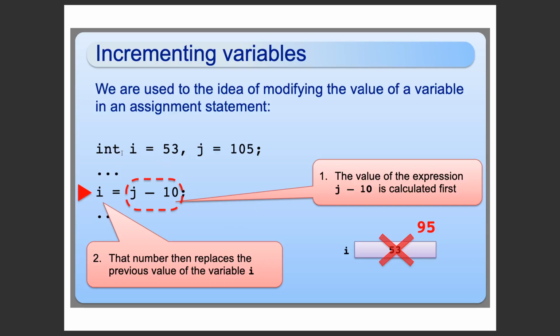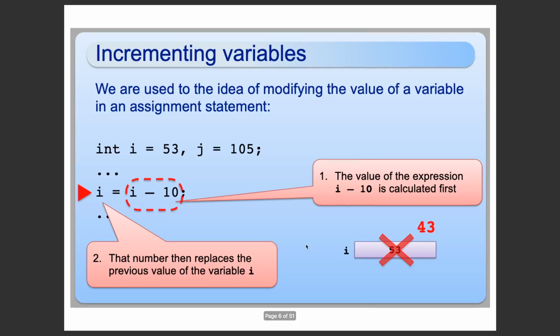This is an example here. We've got two variables, i and j. i is set to 53, j is 105, and we've got an assignment statement. If you remember how assignment statements work, whenever you see this equals sign, you calculate what's on the right hand side of the assignment. The right hand side is j minus 10, which is an expression, and the result of that is sent across to the left hand side. j is 105, so j minus 10 is 95. 95 gets sent across to i. So i's value, which used to be 53, gets updated to 95, and we can see that over here. 95 goes into this box.